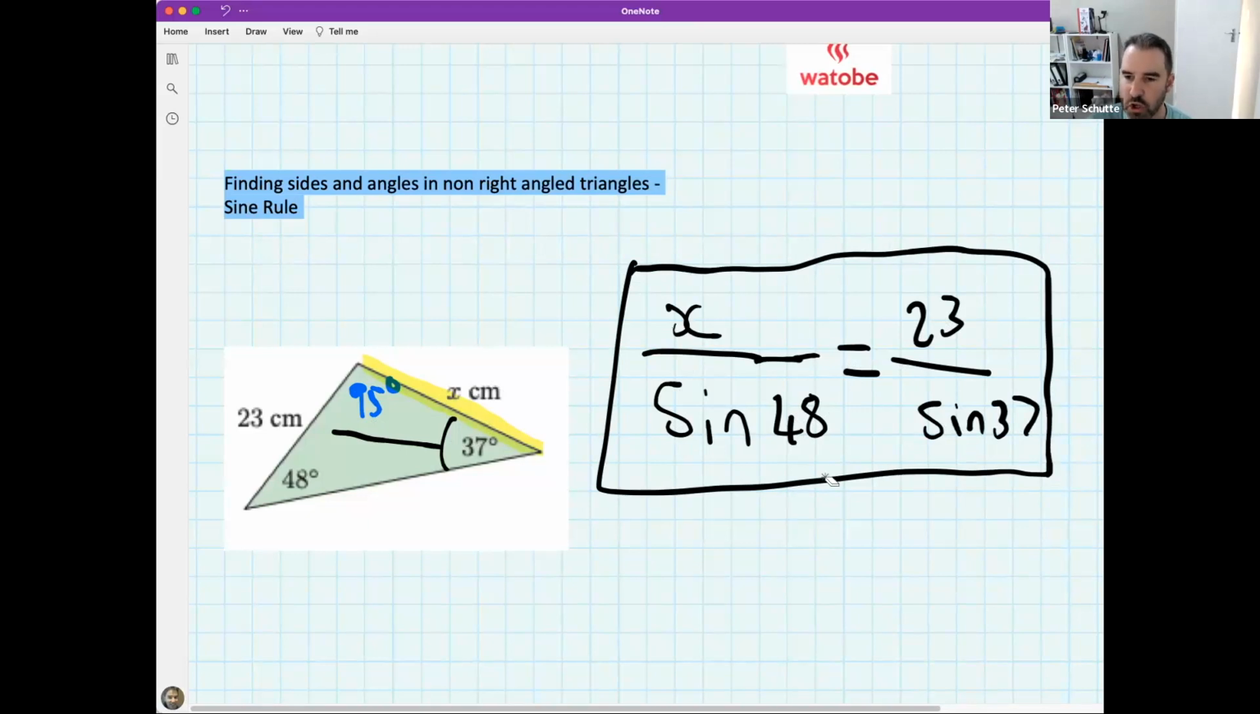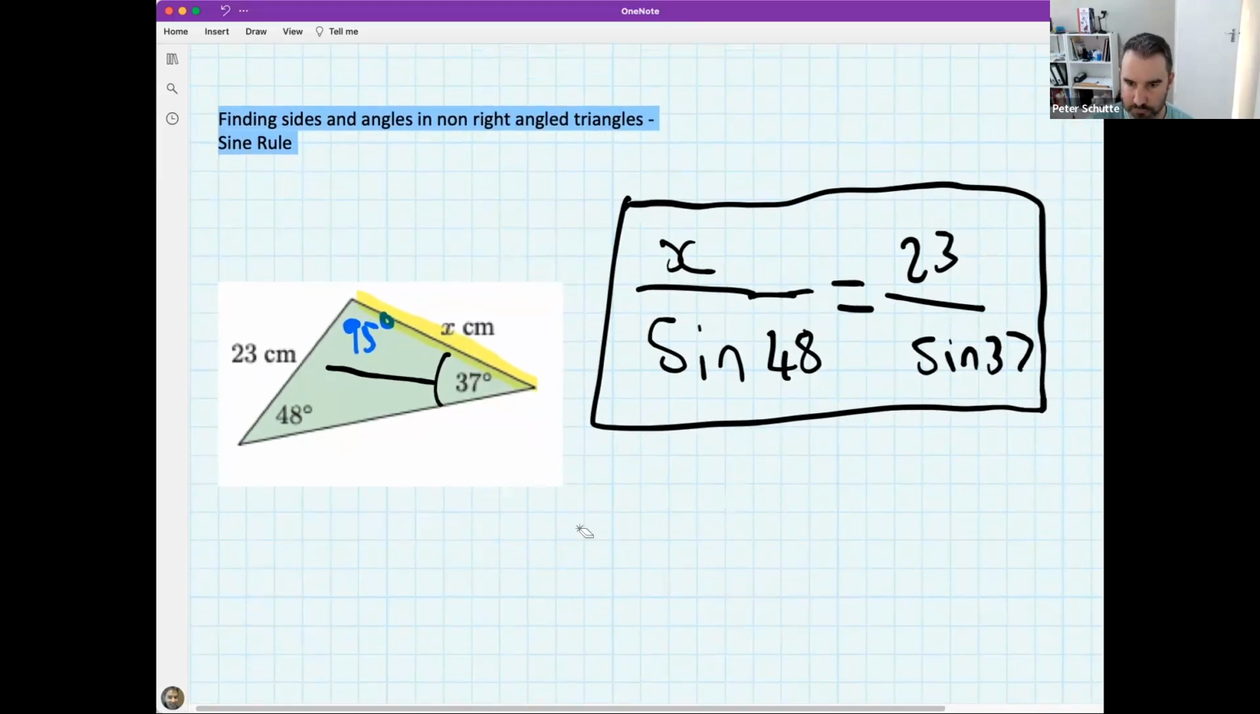And so I just want to show you how we would figure out what x is. In fact, maybe I should ask you the question. I want to get x by itself, and the sine of 48 is sitting at the bottom. How am I going to get the x by itself? Who would like to suggest a method for getting that to the other side?